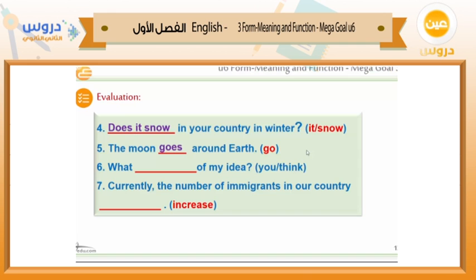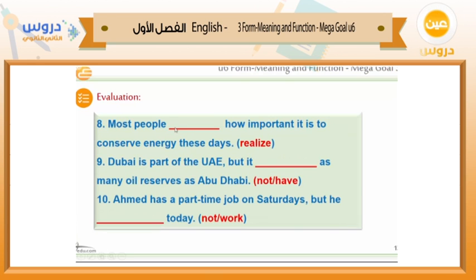Number 6. What do you think of my idea? What can you write here? What do you think of my idea? Currently, the number of immigrants in our country increases. What can we say with currently? Is increasing. Number 8.